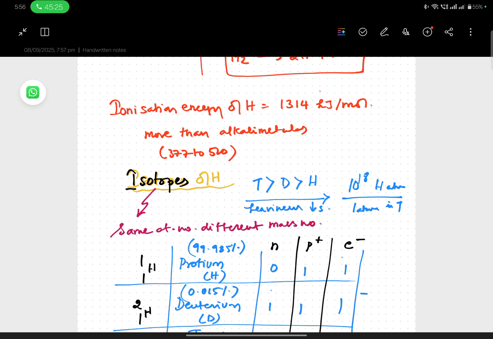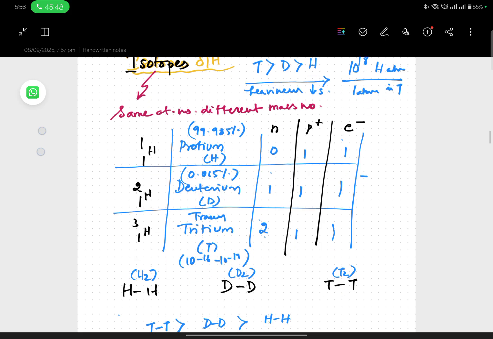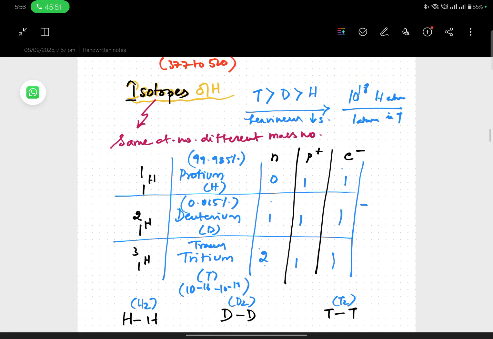You did not read the ionization part properly. Ionization energy of hydrogen 1314 kilojoule per mole, more than alkali metals. Which is more than the alkali metal? Alkali metals range from 377 to 520. Continue. Super. And isotopes of hydrogen have the same atomic number but different atomic mass, the mass number.